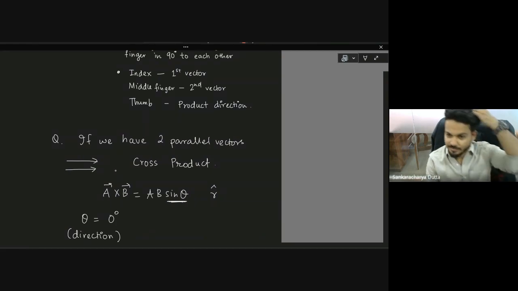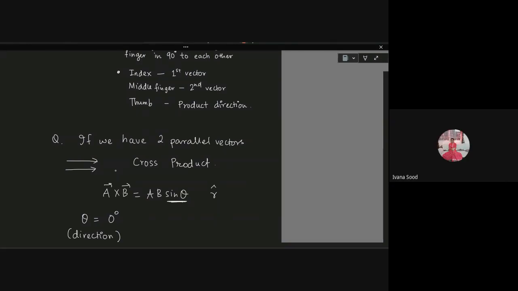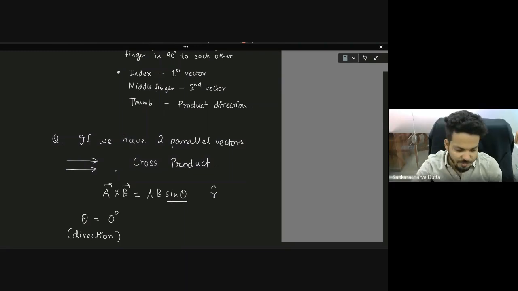Okay. Did you understand, or what? I didn't understand your question. You're asking me the direction of the product. That will be given by the direction of A cross B in this case. The direction of r cap will be given by the right hand thumb rule. It will never be in the plane of A and B.